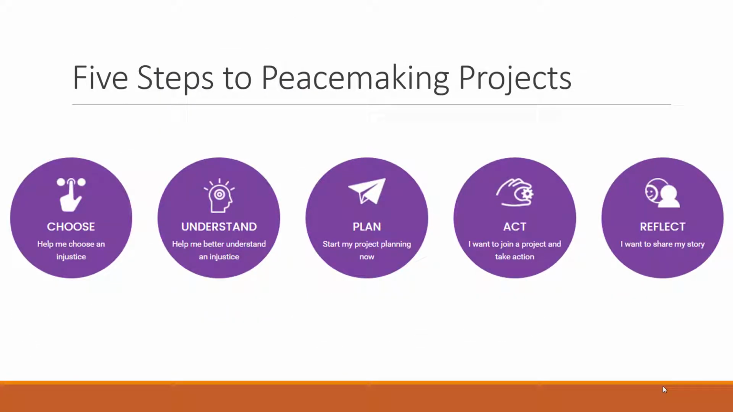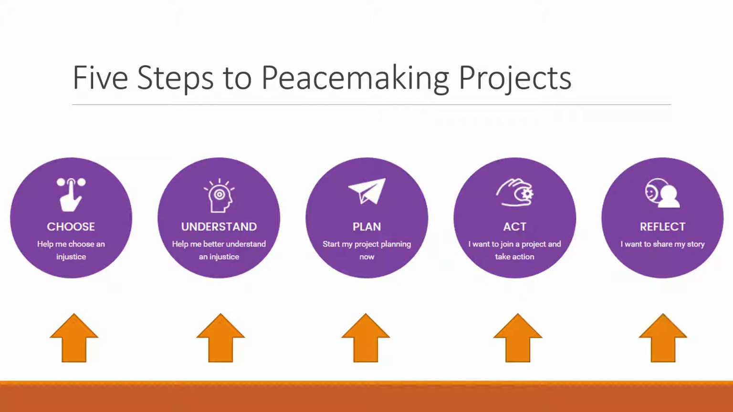In order to be an effective mentor for youth completing the Peace First Challenge, you have to understand and appreciate peacemaking projects. A peacemaking project is the external manifestation of a young person's peacemaking journey. There are 5 steps involved in a peacemaking project. Step 1, choose. Step 2, understand. Step 3, plan. Step 4, act. And step 5, reflect. We will define each step and follow the journey of a peacemaker named Matthew.